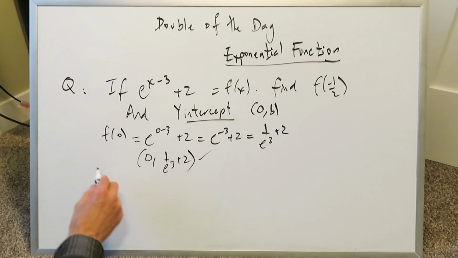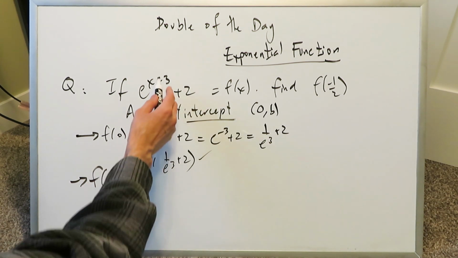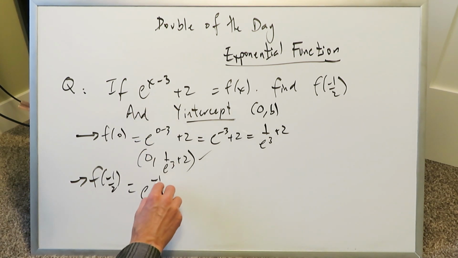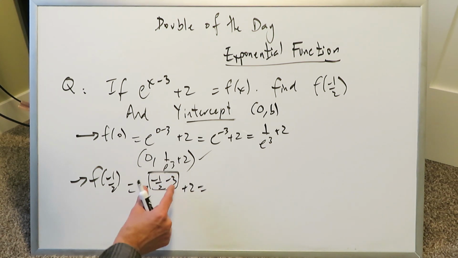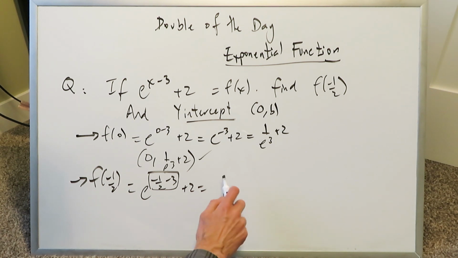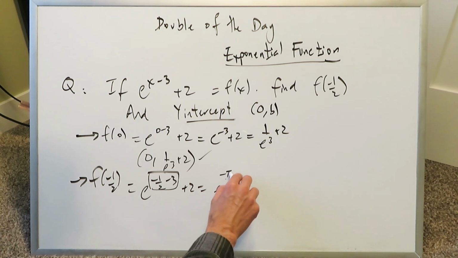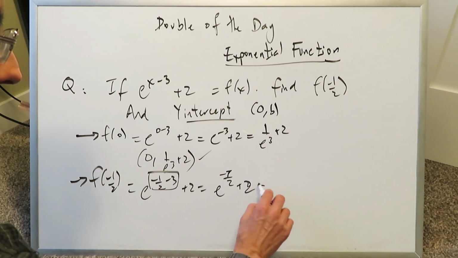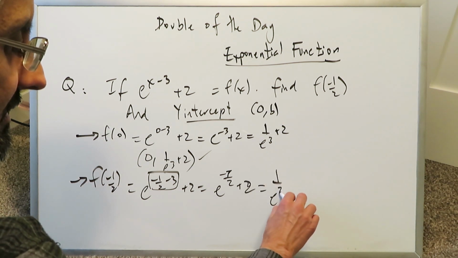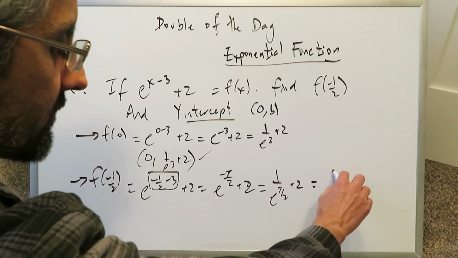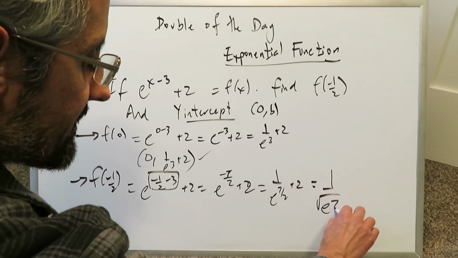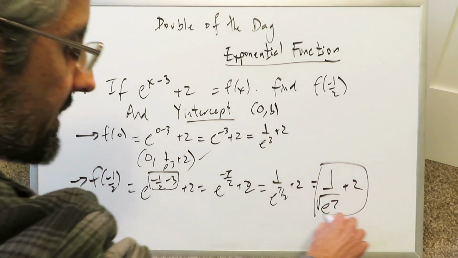To find f of minus 1 over 2, this was my first part. Second part, you just have to plug minus 1 over 2 in place of x. You'll have e to the minus 1 over 2 minus 3 plus 2. This here is the exponent. Minus half minus 3 is minus 3 and a half, which is really e to the minus 7 over 2 plus 2. This minus 7 over 2 can be rewritten as 1 over e to the 7 over 2 plus 2, which you can write using properties of radicals as 1 over root of e to the 7 plus 2, and this here would be a good answer.